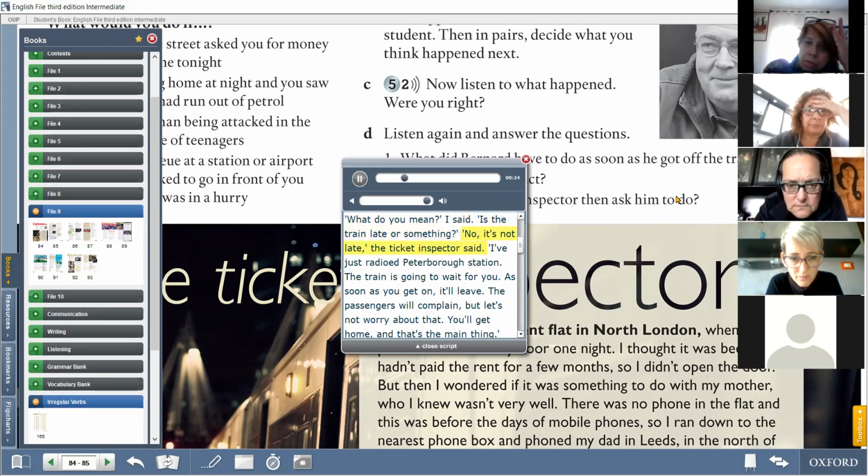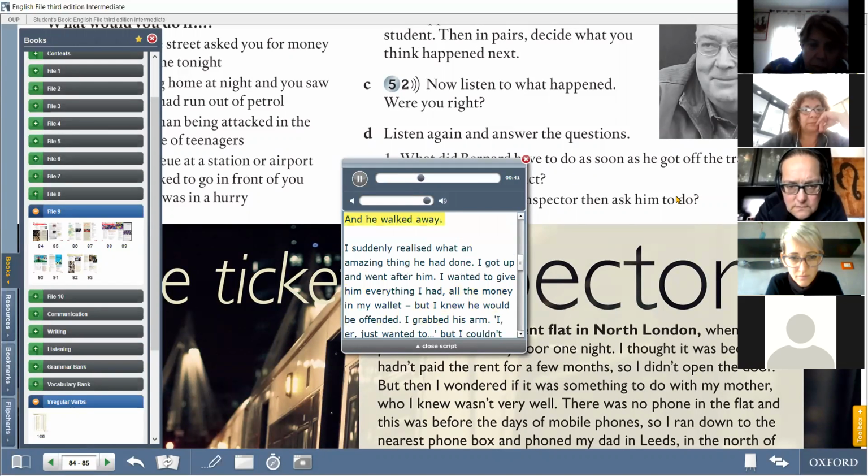"No, it's not late," the ticket inspector said. "I've just radioed Peterborough station. The train is going to wait for you. As soon as you get on, it'll leave. The passengers will complain, but let's not worry about that. You'll get home, and that's the main thing." And he walked away. I suddenly realized what an amazing thing he had done.